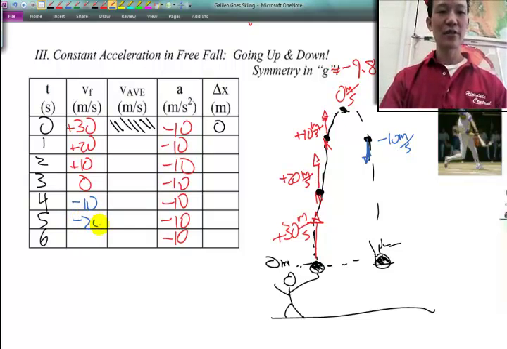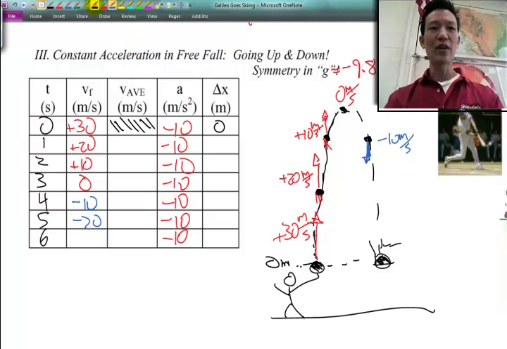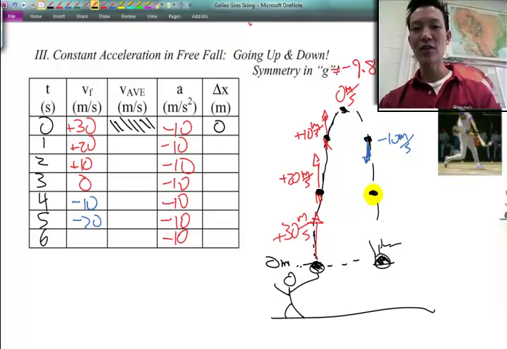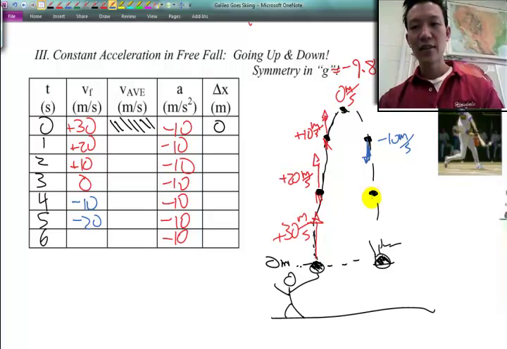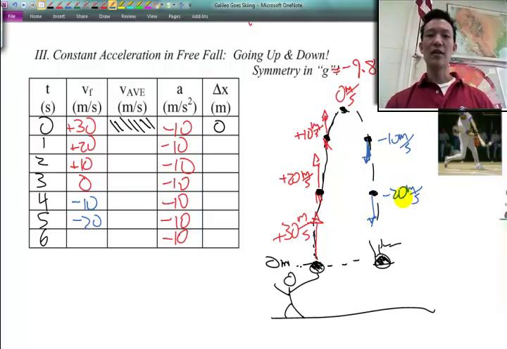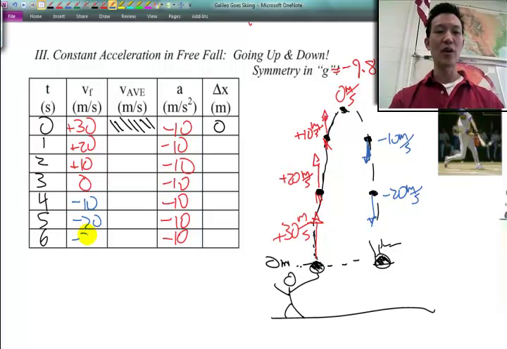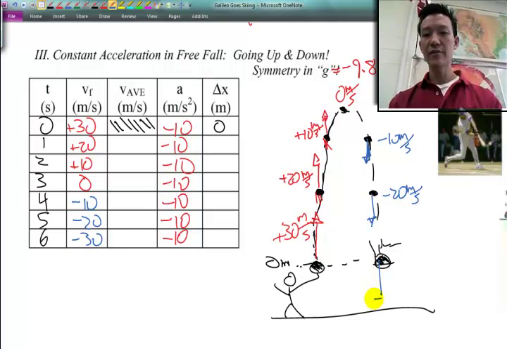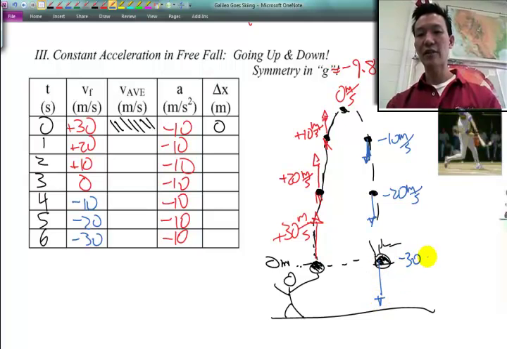How about after 5 seconds? Negative what? 20. That's weird. Why is it going faster? Because you are going which way now? Down, right? Gravity is accelerating the ball back down into your hands there, right? Finally, after 6 seconds, it'll speed up to what? Negative 30 meters per second.